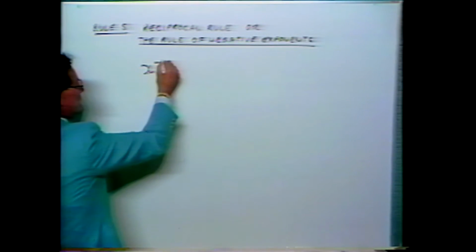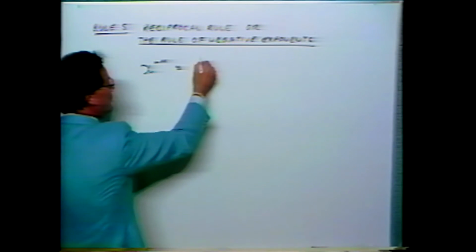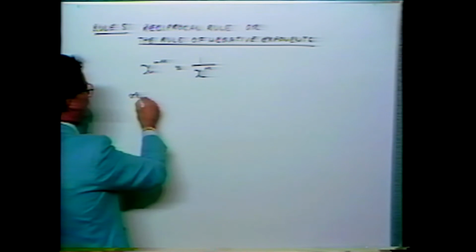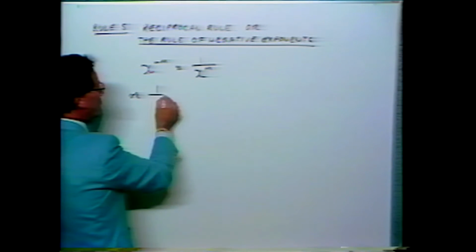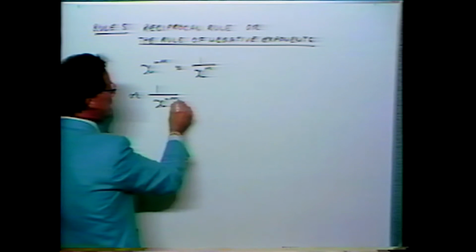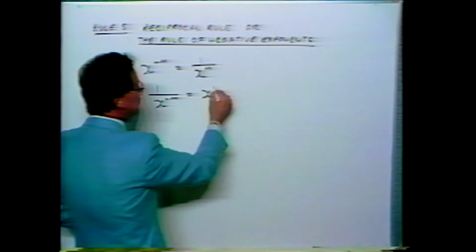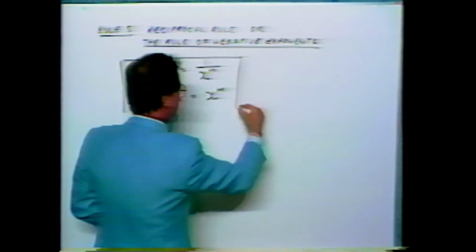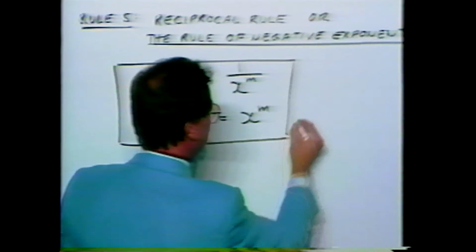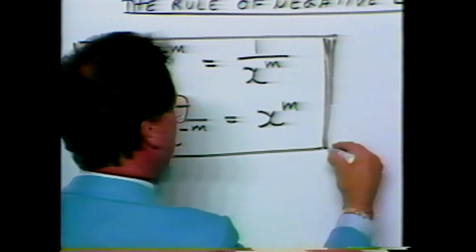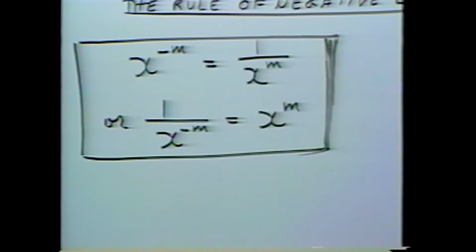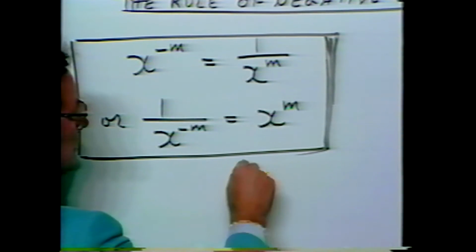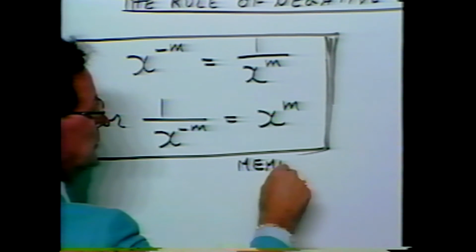x to the negative m is equal to 1 over x to the positive m, or 1 over x to the negative m is equal to x to the positive m. Memorize this rule.